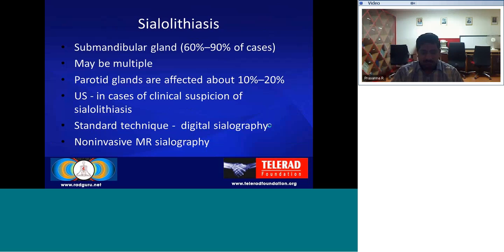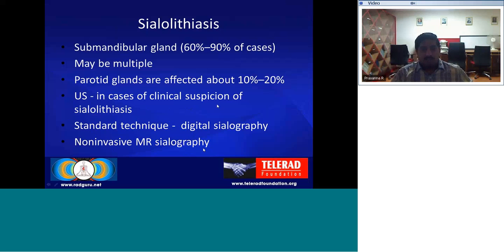The next would be sialolithiasis. One of the commonest causes of inflammation is obstruction of the ducts. The submandibular gland is the one most commonly affected, in 60 to 90% of cases, and the stones may be multiple in the duct. Parotid glands are affected only in about 10 to 20%, so it's much less common as compared to the submandibular gland.